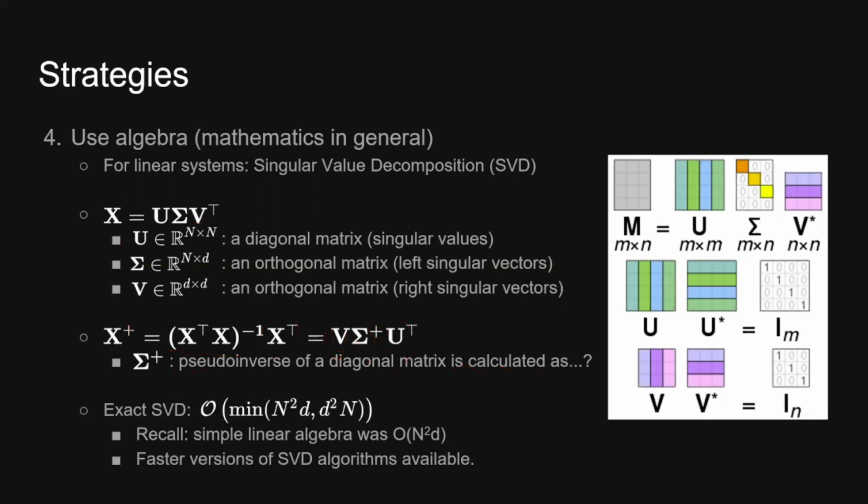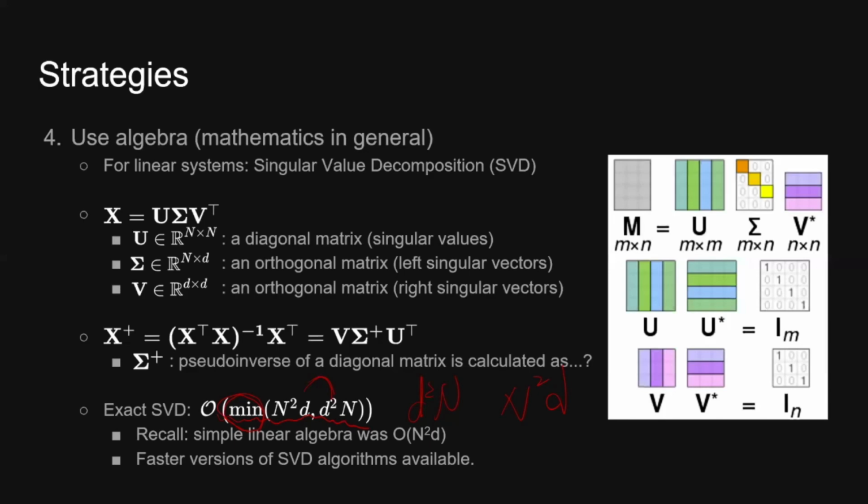In fact, the exact SVD method has the complexity of this. Here, notice that we have the min operator, which chooses whichever is smaller of these two. In case n is big, the complexity of SVD is going to be d squared times n. In case n is small, it is likely that n squared times d is smaller than d squared n. Whichever is smaller is going to be the complexity of the exact SVD algorithm.